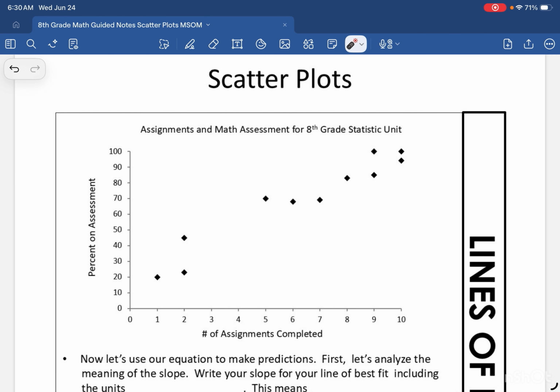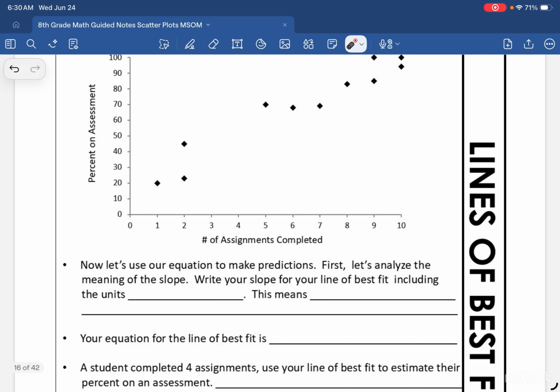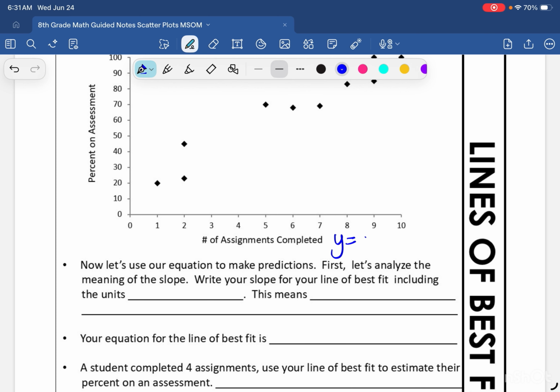I didn't talk about what this scatter plot is talking about, but it's talking about the number of assignments completed and the percent on an assessment. And so we're trying to see if there's a correlation there, and we're using our data to make predictions. First, let's analyze the meaning of the slope. I'm going to write down my equation up here since it's on my last page. We'll just write it here so I can refer to it. So it was y equals 8.5x plus 17.